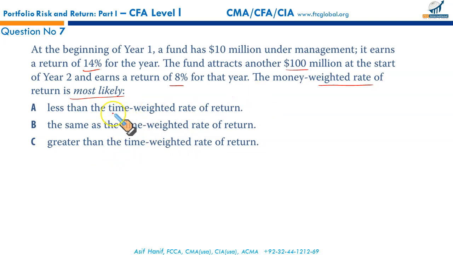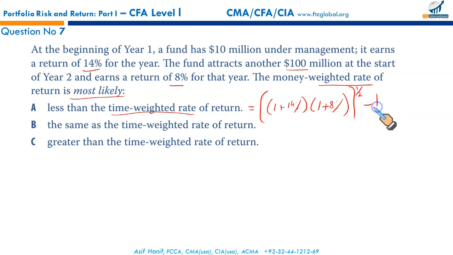Let us first calculate the time weighted rate of return. Time weighted rate of return is simply equal to (1 plus 14%) times (1 plus 8%), raised to the power 1 by 2, minus 1, and if you do the simple computation, you will get 10.96%. So this is your time weighted return.